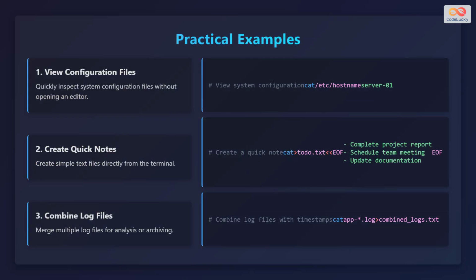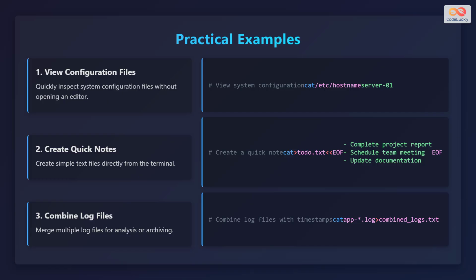Let us see some practical examples of using the cat command. First, to quickly inspect system configuration files without opening an editor, use the command. Second, to create simple text files directly from the terminal, use the command cat. Third, to merge multiple log files for analysis or archiving, use the cat command.